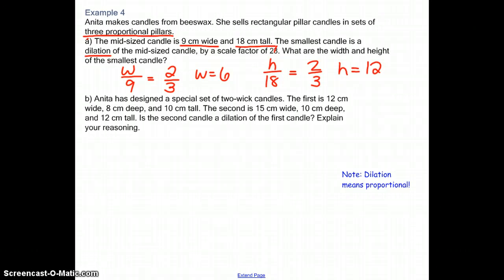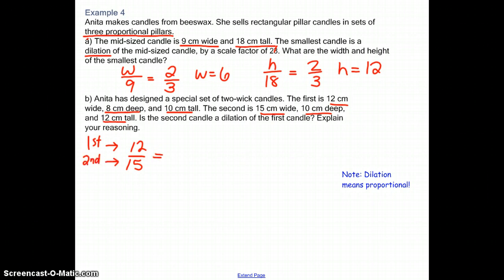Part B, she's got a special set of candles. The first is 12 wide, 8 deep, and 10 tall. The second is 15 wide, 10 deep, and 12 tall. Are these a dilation of each other? So what we need to figure out is, let's first make a proportion of the widths. So we have 12 over 15, because this is going to be the first, and this one is going to be the second candle. So 12 over 15.